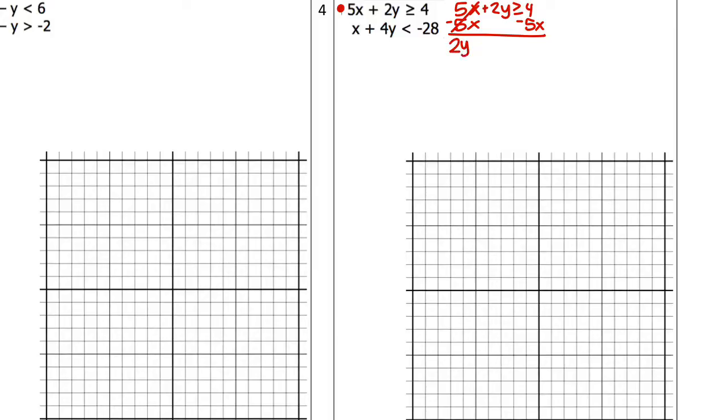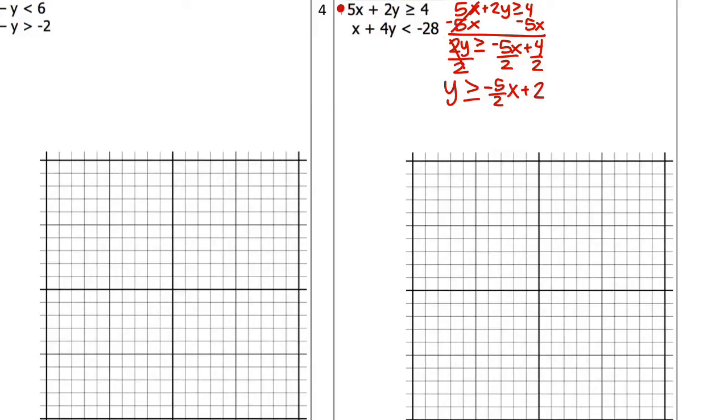I'm left with 2y is greater than or equal to negative 5x plus 4. Now y is being multiplied by 2. I undo multiplication by 2 by dividing by 2. So if I divide this side by 2, I must divide the other side by 2 because of properties of equality. The 2's cancel out because they equal 1. That's exactly what I wanted to happen there. So I'm left with y is greater than or equal to negative 5 over 2 x plus 2.